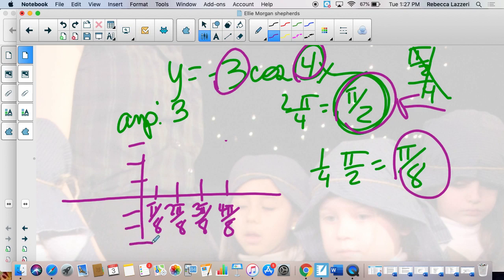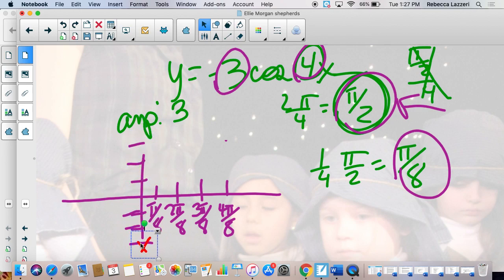Now watch this last thing that I'm gonna do, and then we'll go to Delta Math. Here's the origin, okay? Sine starts there, cosine doesn't. Cosine starts at the amplitude. However, I'm not gonna start at 3 because this graph is negative. Do y'all see what I mean?